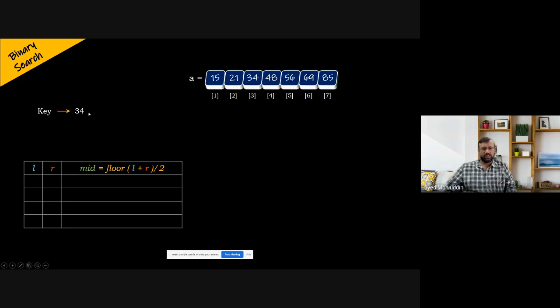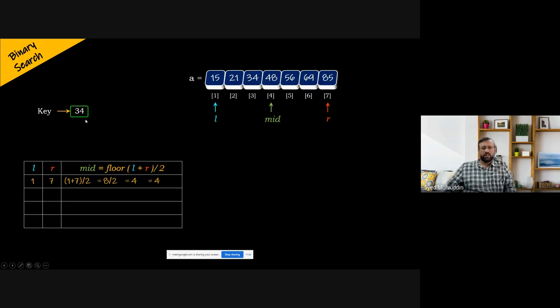Let us look at searching for the element 34. Now we start with L pointing to the first index, R pointing to the 7th index, the last index. So L is 1, R is 7. Mid value will be 1 plus 7 by 2, which is 8 by 2. Mid index will be 4. So mid will be pointing to 48. Now, is key, that is the searching element 34, equal to 48? No. Is it less? Yes, it is less than 48, the element at mid index, that is A of 4.